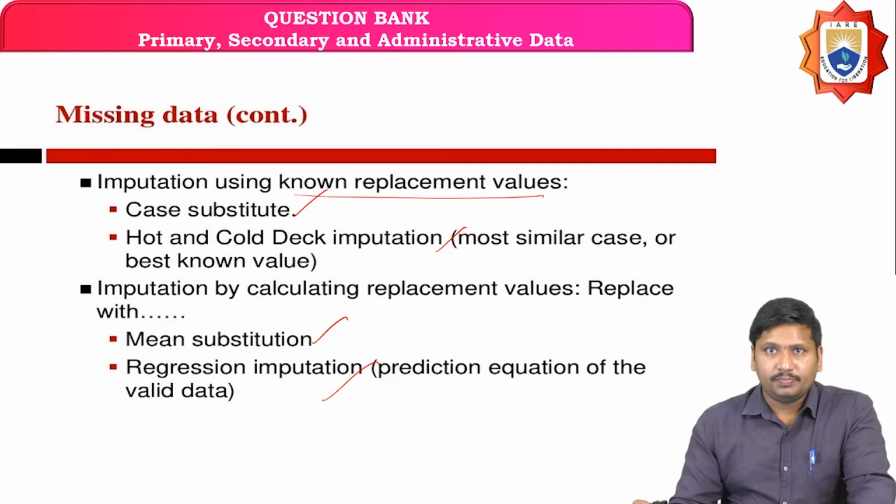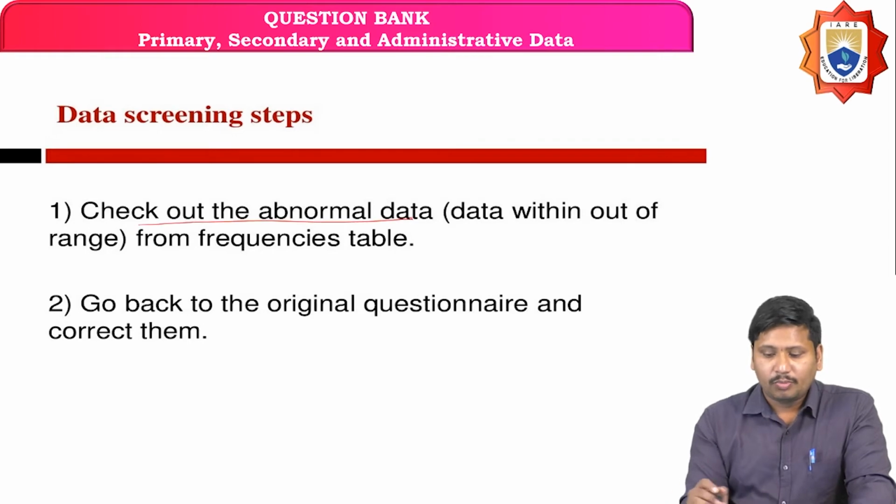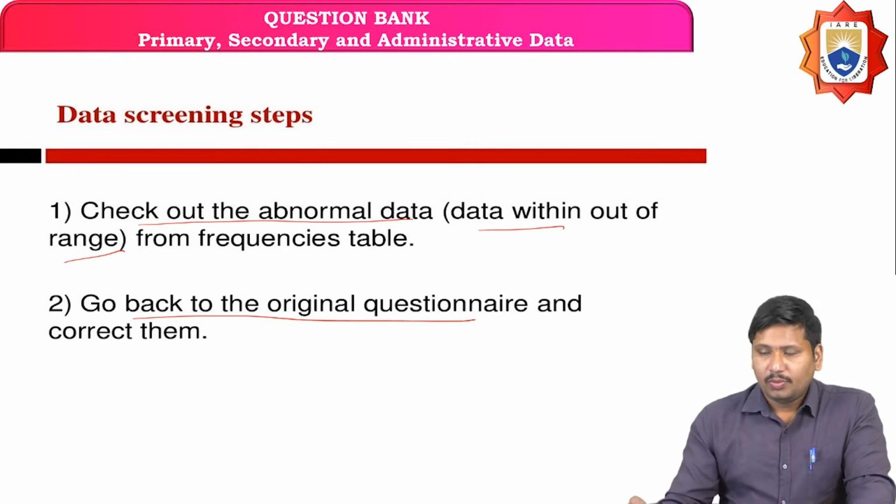regression imputation. Next one is data screening steps. So what are the data screening steps? Check the abnormal data. That means check whether the data is out of range from the frequency table, go back to the original questionnaire and correct them, right? This is the way of steps we are going to perform in data screening.